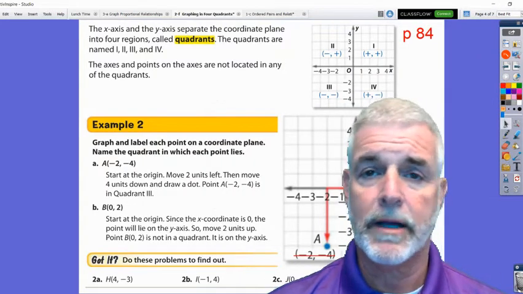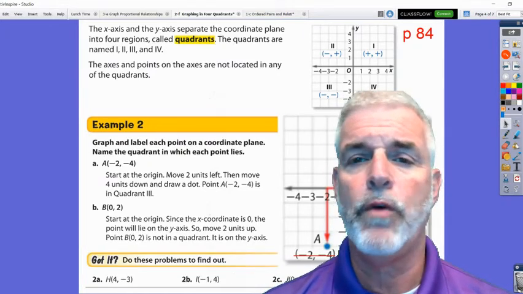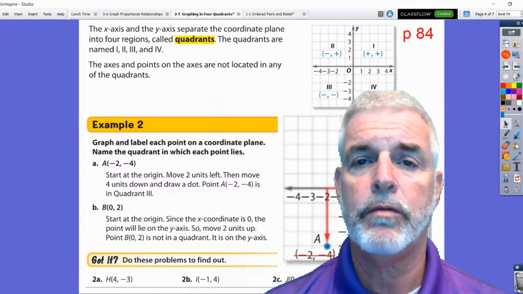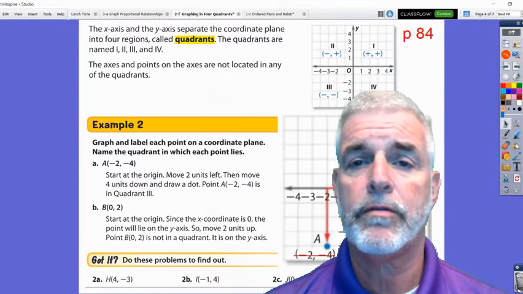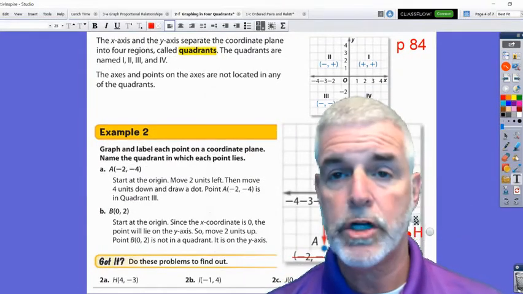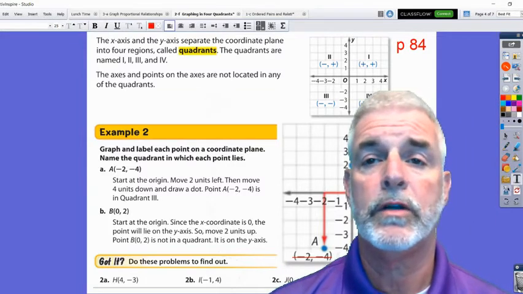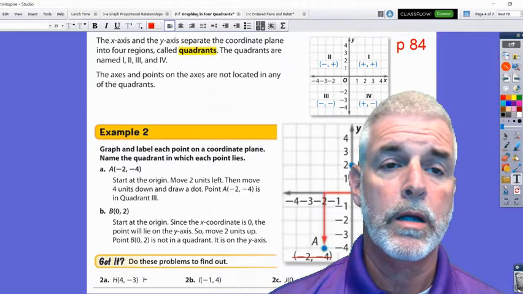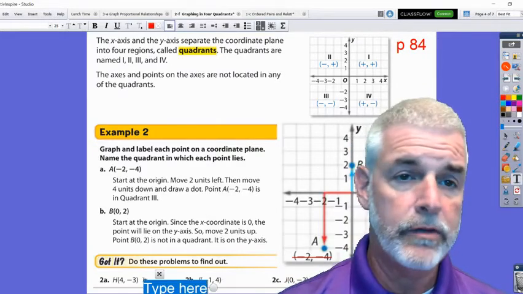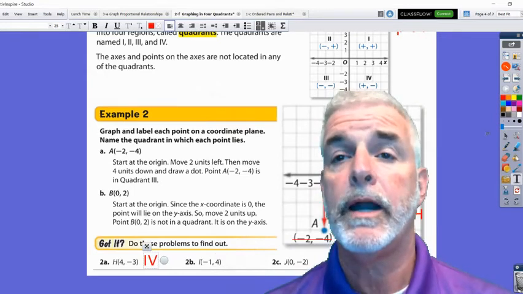Okay, so here are some Got Its. It's kind of hard to ask these questions digitally. Point H at 4, -3. We start at the origin. We go 4 in the x and -3 in the y, and we mark that as point H. And what quadrant is it in? Well, it is in quadrant 4. The x is positive and the y is negative. Quadrant 4 in Roman numerals typically. All right, next one.